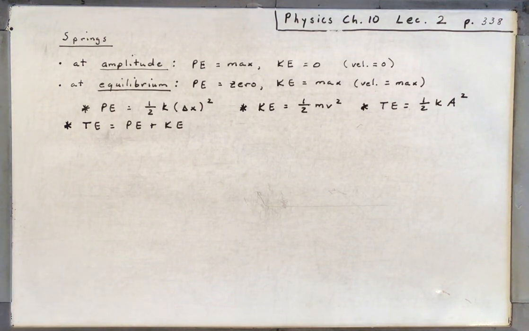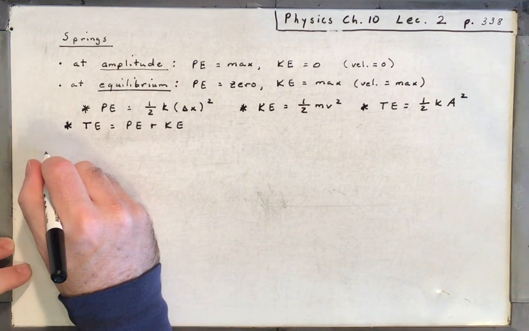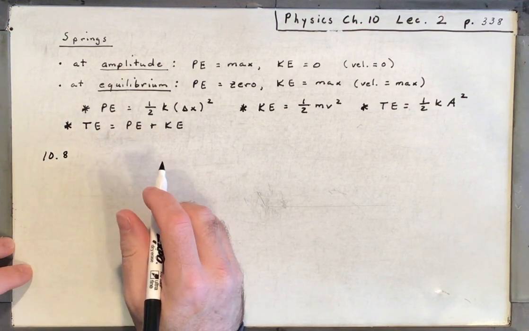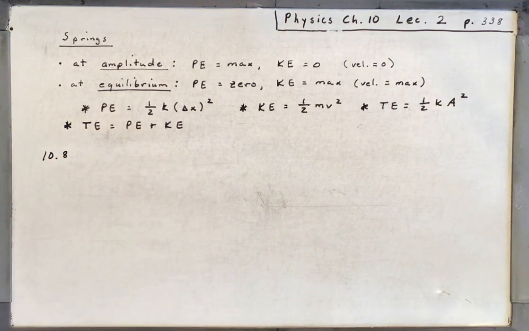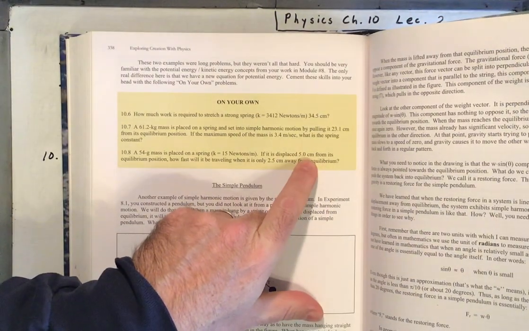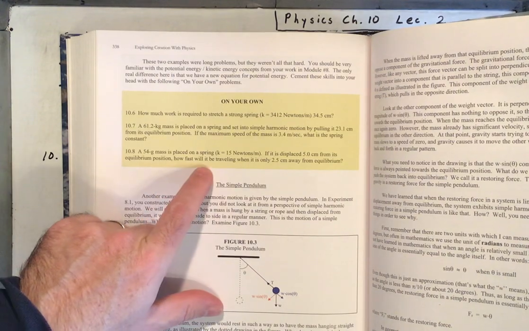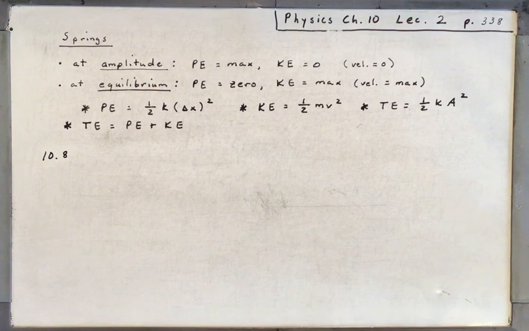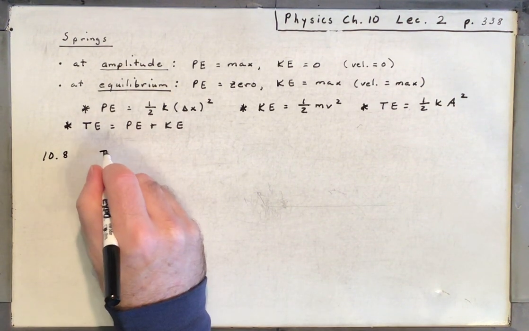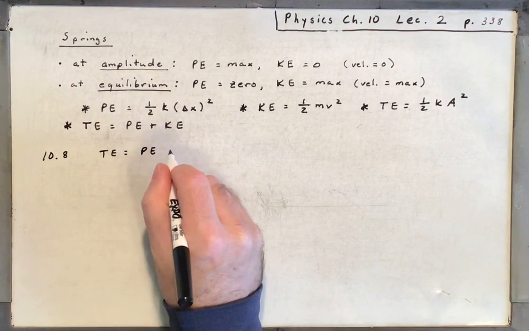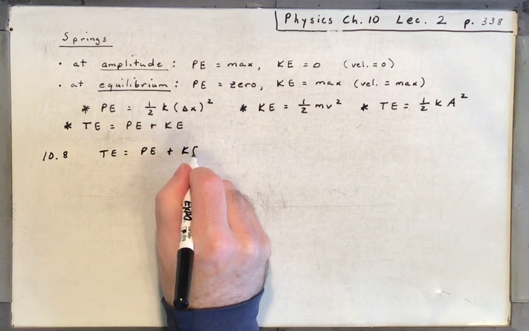All right, 10.8 says a 54-gram mass is placed on a spring. If it's displaced 5 centimeters from its equilibrium position, how fast will it be traveling when it's only 2.5 centimeters away from equilibrium? So we are neither at equilibrium nor amplitude, so nothing cancels out here. Whereas in the last problem, potential energy canceled out. Potential energy was 0. Nothing is 0.